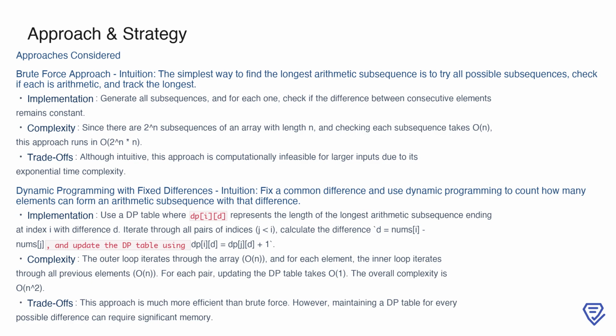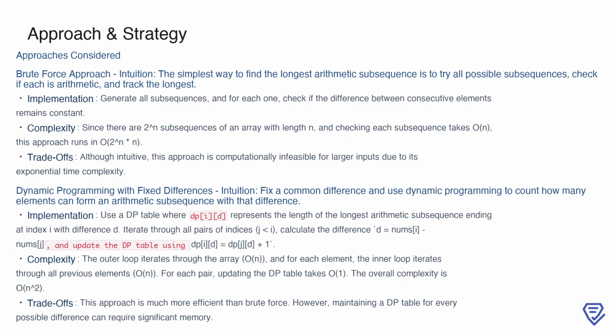To tackle the longest arithmetic subsequence problem, let's start by considering 2 main approaches. The first is the brute force approach, which is the most intuitive but also the least efficient. Here, we generate all possible subsequences of the array, check whether each one is arithmetic by ensuring the difference between consecutive elements remains constant, and track the length of the longest valid subsequence. However, since there are 2 to the power of n possible subsequences for an array of length n, and checking each subsequence takes linear time, this method has an exponential time complexity of 2 to the power of n asterisk n. While simple to conceptualize, this approach is computationally impractical for larger inputs.